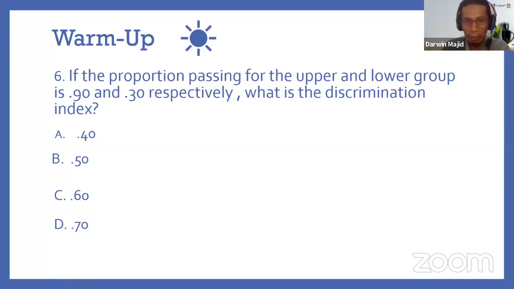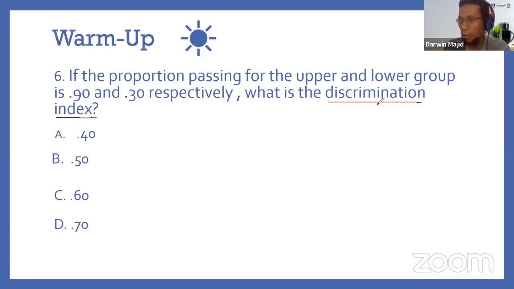Okay po. If the proportion passing for the upper and lower group is 0.90 and 0.30 respectively, what is the discrimination index? Okay. So kanina meron nag-chat sa akin tungkol dito. So 0.90 and 0.30. Remember that because later on I will be having a lecture about item analysis po para makita natin. So this is discrimination index. When we talk about discrimination index, it has something to do with the performance of the learners belonging to the upper group and the lower group in answering the test.